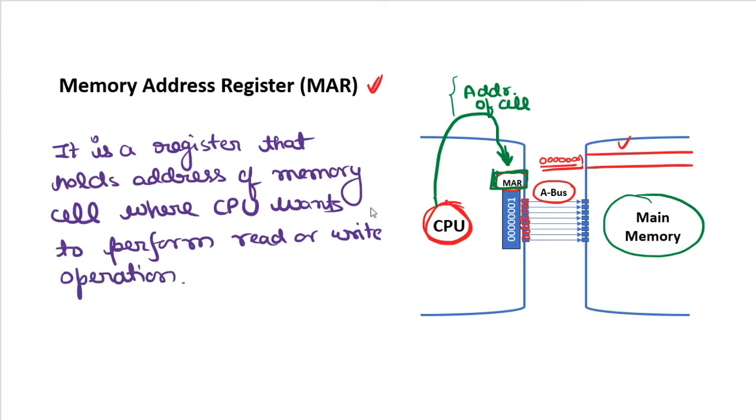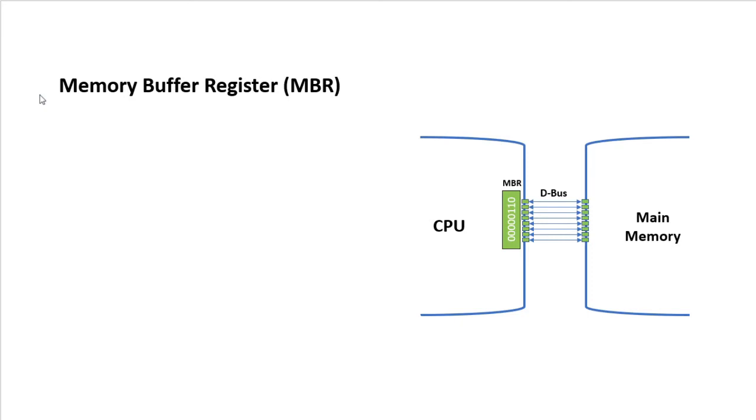So memory address register is a register that holds the address of the memory cell where the CPU wants to perform a read or write operation. Whenever the CPU wants to access main memory, the first thing it does is send the address of the cell to the memory address register. Simple. So memory address register is this.